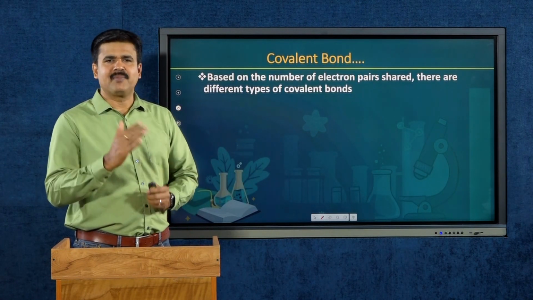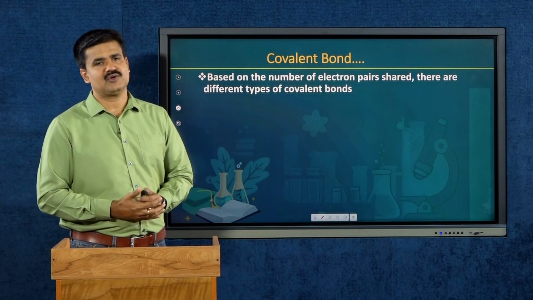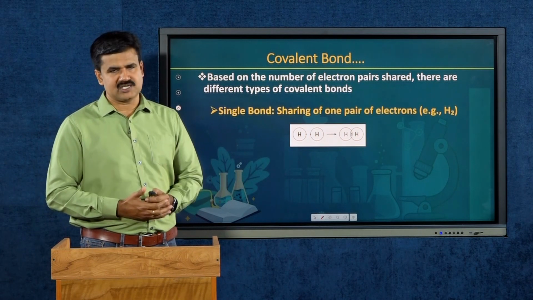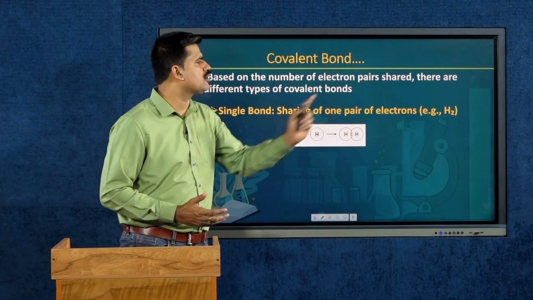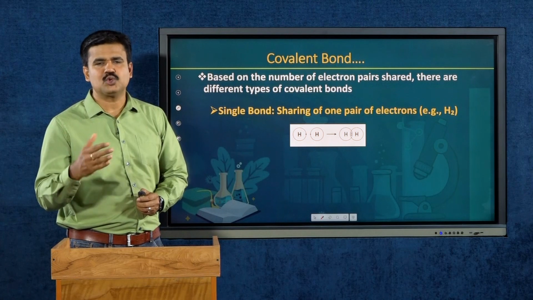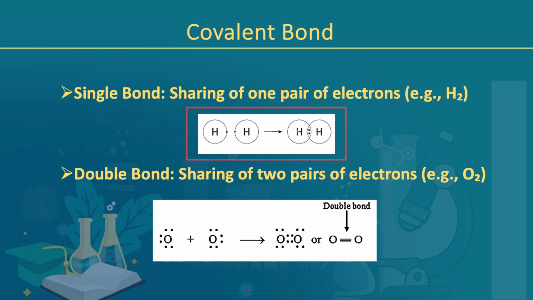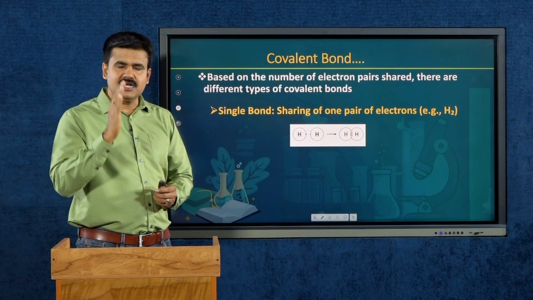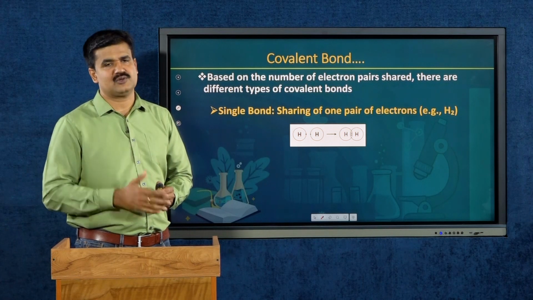Based on the number of electron pairs shared, there are different types of covalent bonds. First of all, the single bond. A single bond is formed by the sharing of one pair of electrons. Examples: H2, Cl2, Br2, I2, etc. This is an illustration of a single bond in the H2 molecule. You can see the sharing of a pair of electrons between 2 hydrogen atoms. So, a single bond is formed by sharing of one pair of electrons.